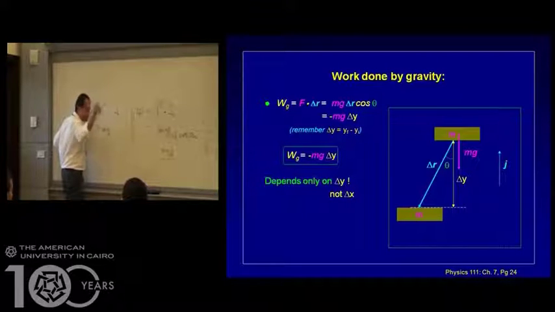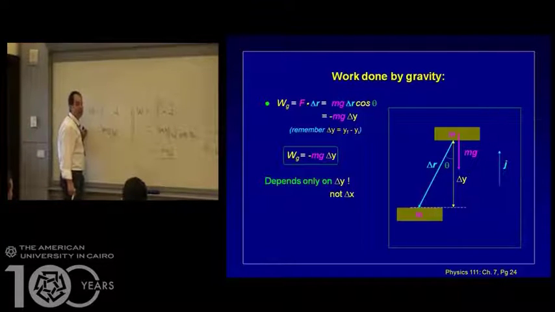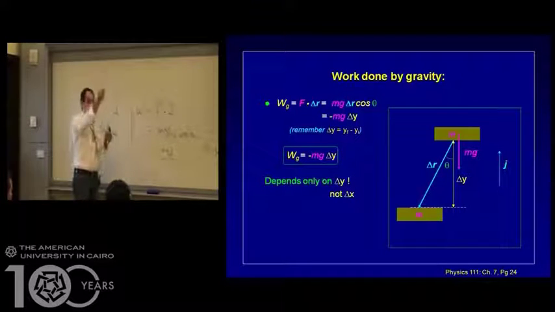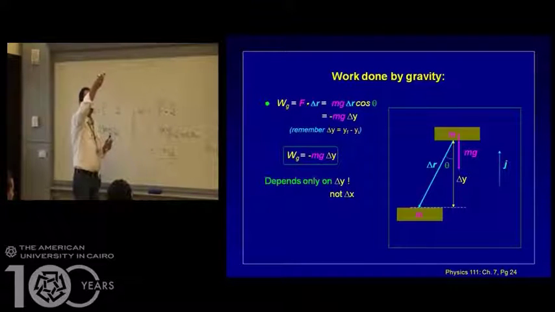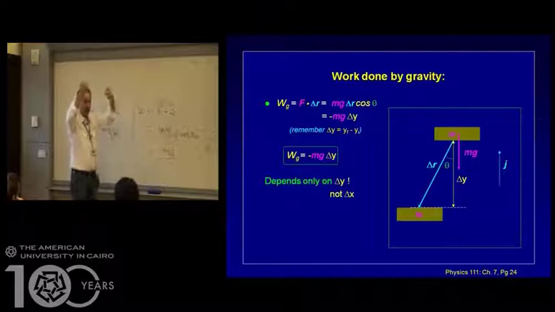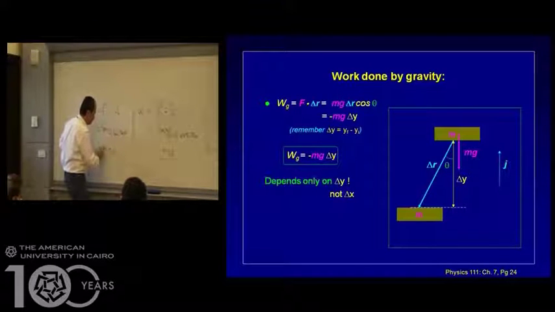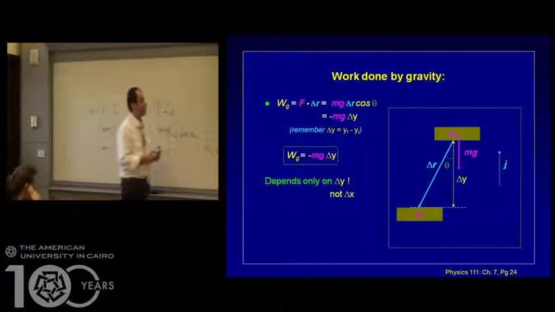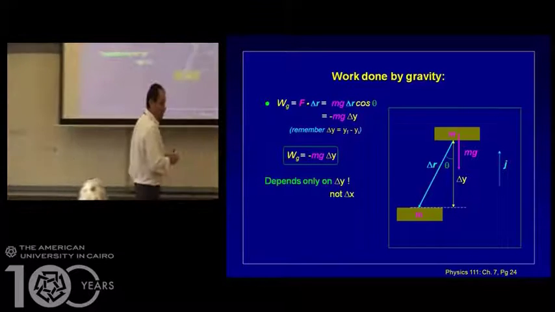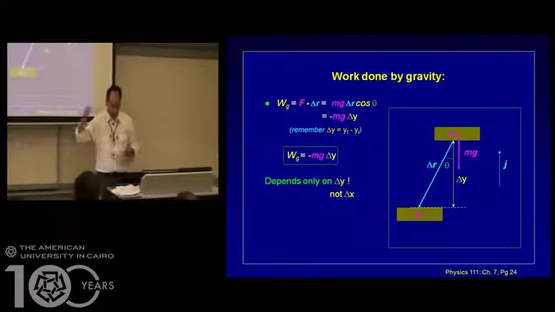times that distance d, the magnitude of the force times the distance, times cosine of the angle between the force and the displacement. Now, if you move it down, what is the direction of the force? Down. What is the direction of the displacement? Down. The angle between those two vectors is 0, cosine 0 is 1, then you get mg times d. So now we know how to calculate the work done by gravity to move an object from one position to another.